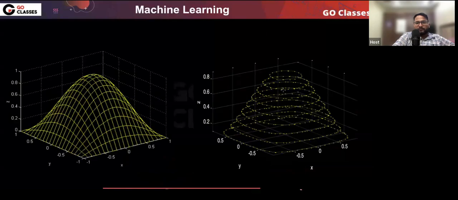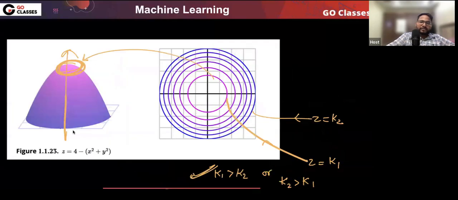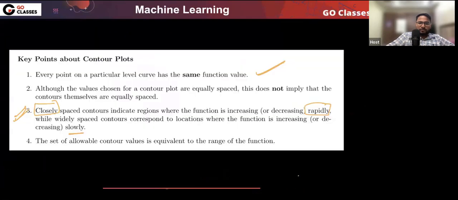Can anyone tell me, here, is the gradient direction outward or inward? At this particular point, what will you say? See, if you go outward, then the function is actually decreasing, right? So the gradient direction is this. This is the gradient direction. Is this fine to everyone?